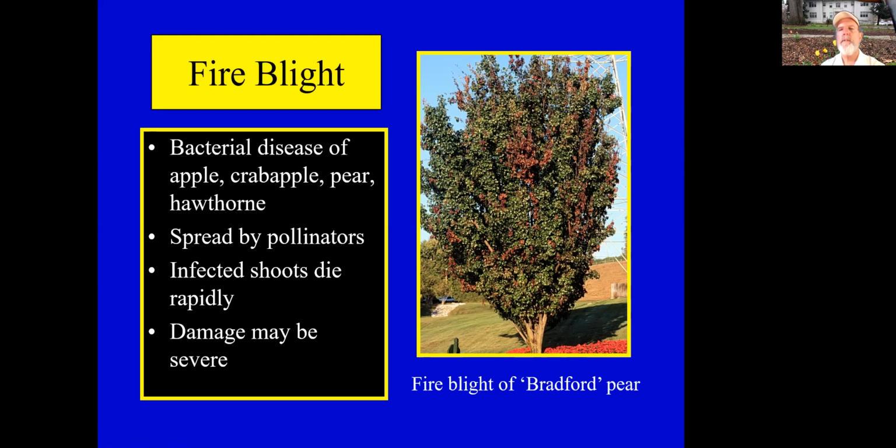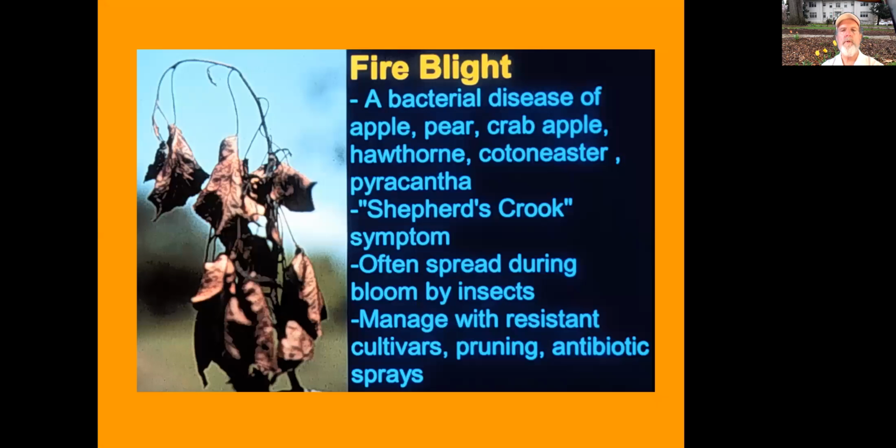Bacteria need something to get them inside of the plant. So in this case, there's apple, pear, hawthorn, spread by pollinators. Often it's honeybees that go from plant to plant in fruit trees, and on an apple, it can occur that way. The shoots die rapidly, and the damage can be severe. Some years it's going to be bad when it's wet and humid. Other years it's not going to be too bad.